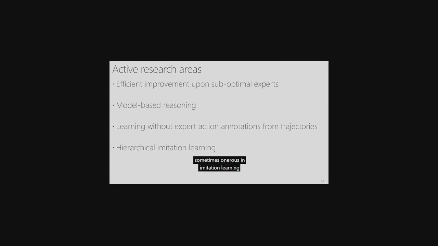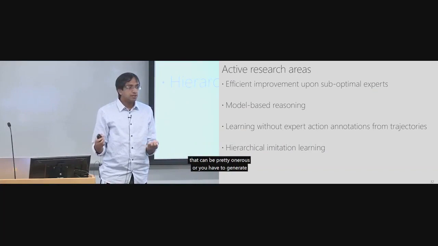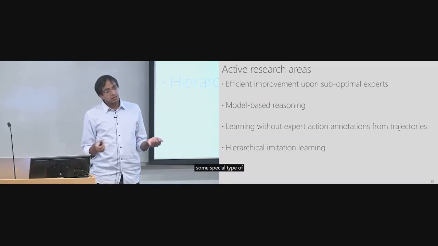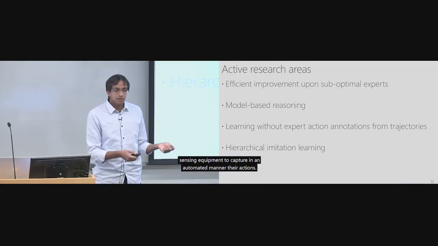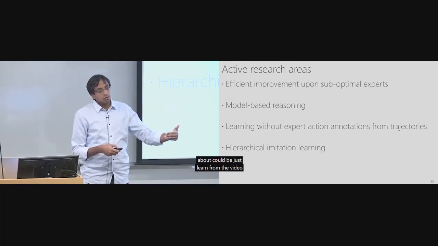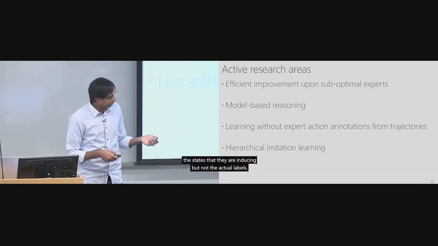One of the things that can sometimes be onerous in imitation learning is that recording a video of an expert executing a task is pretty easy. But if the expert has to then sit down and annotate, oh, this was the action I took at the first step, this was the action I took at the second step, and so on, that can be pretty onerous. Or you have to jury-rig some special type of sensing equipment to capture their actions in an automated manner. So one of the things people worry about is, could we just learn from the video of the expert executing the task, where we get to observe the states that they are inducing but not the action labels?